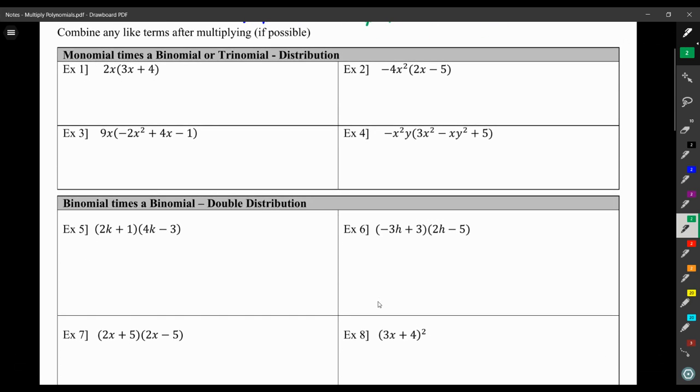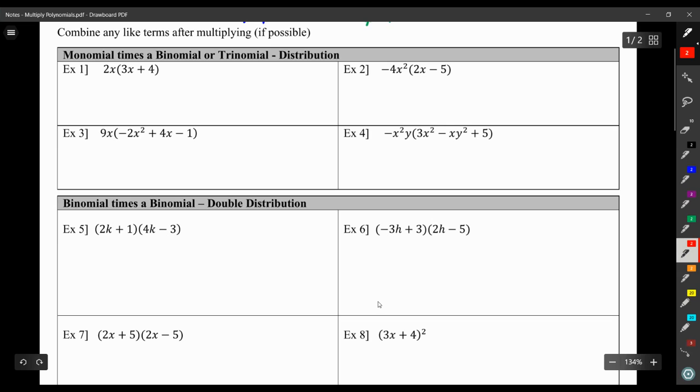The first kind we're going to talk about is multiplying a monomial times a binomial or a trinomial. Basically, this means something with one term times something with two terms or three terms. Really, all this is distribution, just like you've done in the past, except instead of only distributing a number, you are now distributing a number and a variable at the same time.